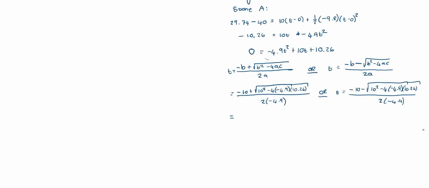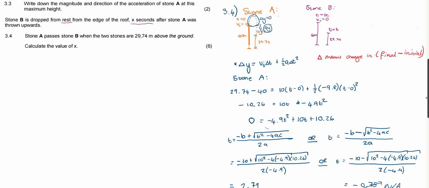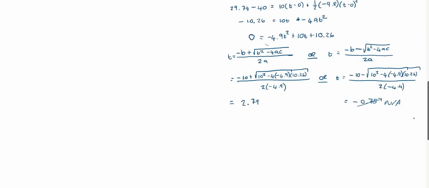Plugging this into your calculator, you should get t equals 2.79, or t is equal to negative 0.75. We can't have a negative for time because time is a scalar quantity and not a vector quantity. So this is not applicable. So in essence, it takes stone A 2.79 seconds from when it was projected upwards to reach this point here at 29.74 meters above the ground where it will meet stone B. So now to solve for x, which is the number of seconds after stone A that stone B is dropped, we do a similar thing for stone B.